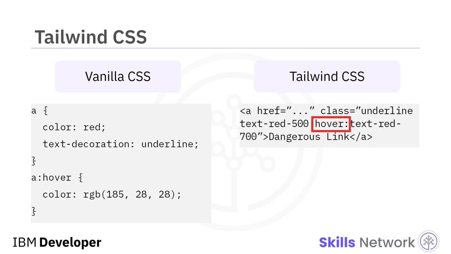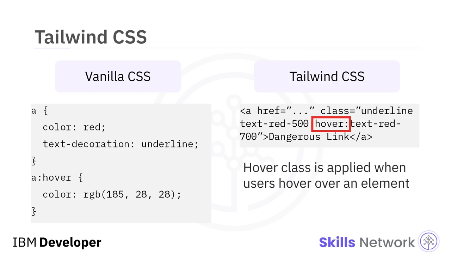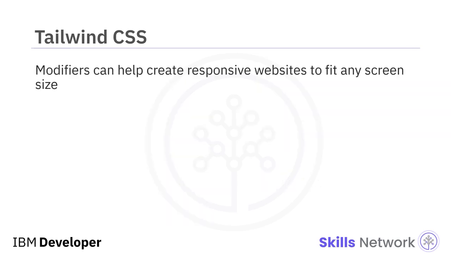The hover portion of the Tailwind CSS is a special type of class called a modifier, which can be used with any other Tailwind class and is only applied when a user hovers over that element. There are many instances of modifiers in Tailwind CSS, some of which can make it very easy to create responsive websites fit to any screen size.